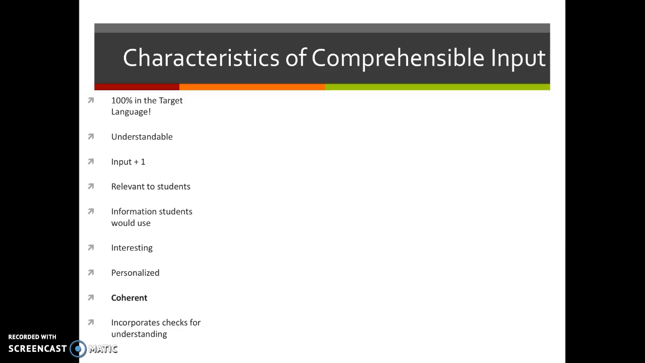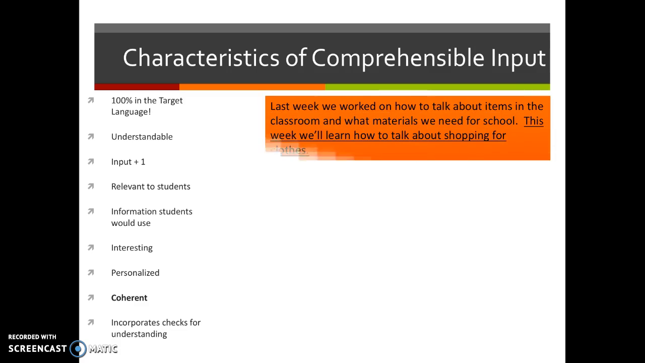Another characteristic of comprehensible input is that it needs to be coherent. In other words, what students study in one chapter should in some way connect to the next chapter. Here's a very bad example. Last week, we worked on how to talk about items in the classroom and what materials we need for school. This week, we'll learn how to talk about shopping for clothes. This choppy transition from one topic to another is like a chain with a broken link.